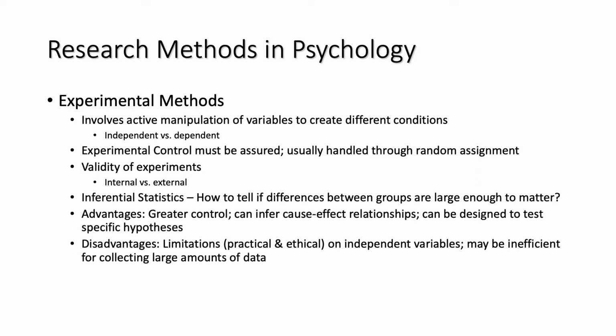And the key to random assignment is that any differences between the groups are due to chance. And the statistical tests we use to analyze data will make the assumption that any differences that occur due to chance can be accounted for. And if we get a big enough difference that it was unlikely due to chance, then we conclude that the independent variable had an effect.